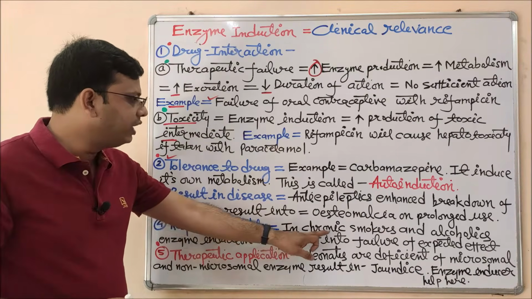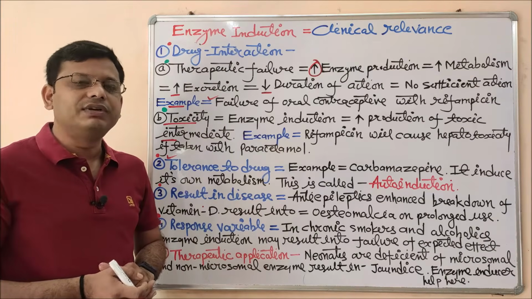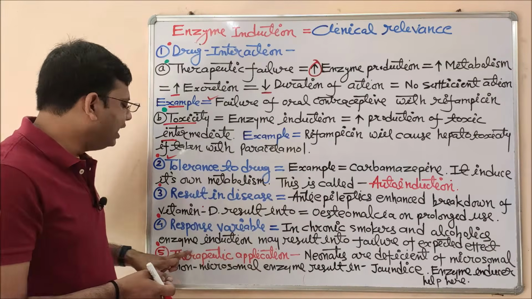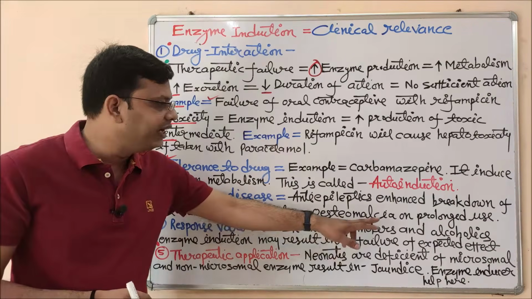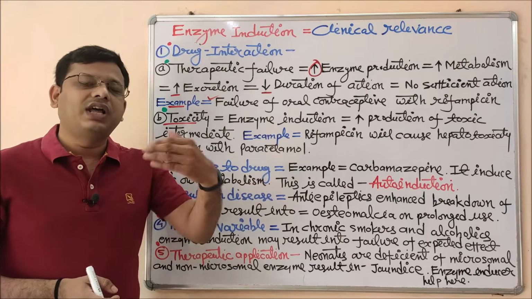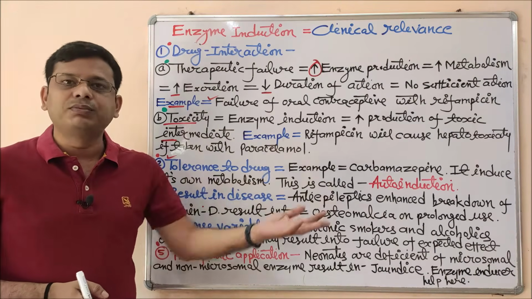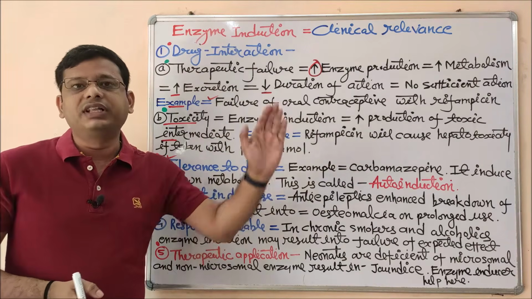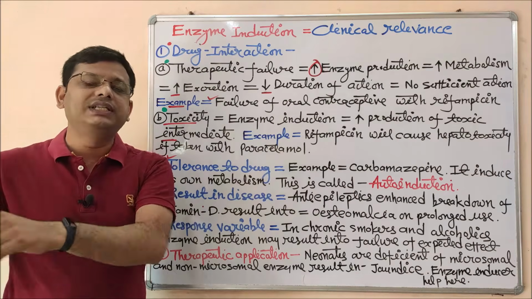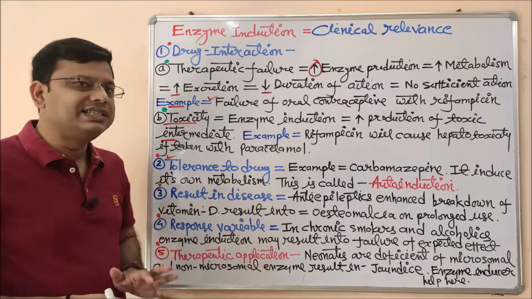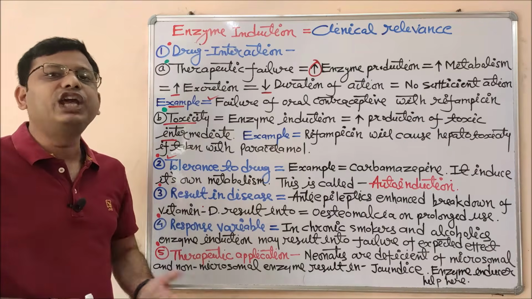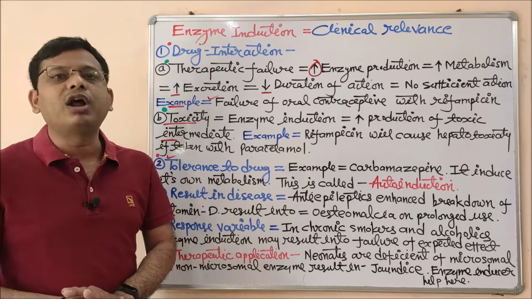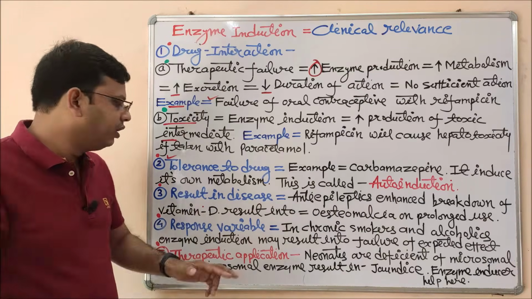So see, in a chronic smoker, a person who is smoking continuously, a chain smoker, and in alcoholics, enzyme induction may result in failure of the expected effect. Someone who is not drinking alcohol or smoking continuously may have one effect from the drug, but the same drug may affect a smoker and chronic drinker in a different way. So this is an example of enzyme induction varying with different factors, because smoking and drinking can be included under the environmental factors of enzyme inducers.